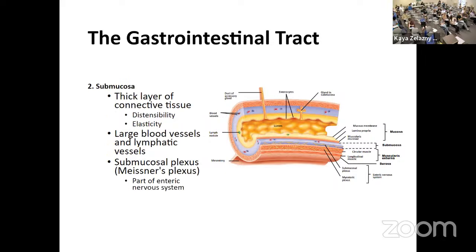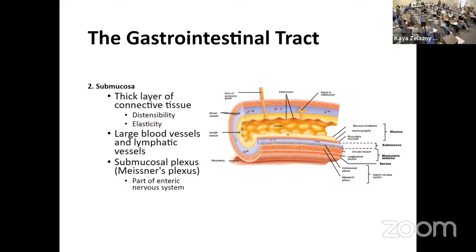Okay. So stepping out, that purple layer is the submucosa. So this layer of connective tissue is pretty thick. It's distensible and elastic, meaning it can stretch, it can distend, like changing the shape, bulging something out. And it's elastic, so it can bounce back. Here we're going to have larger blood vessels and lymphatic vessels embedded. You can see those in the image as well.